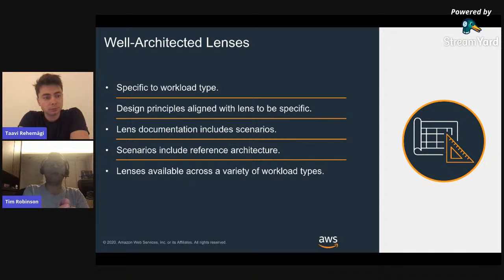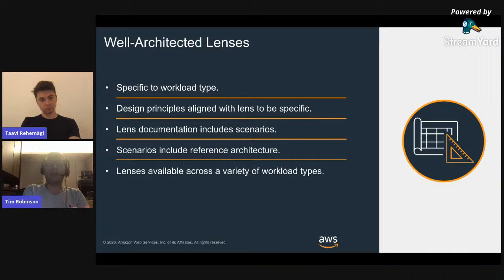So we've gradually worked to build out individual lenses within the well-architected framework. And what you'll see in the next year, and again towards the end of this year, is gradual integration into the well-architected tool itself.